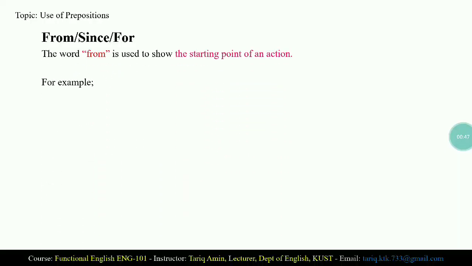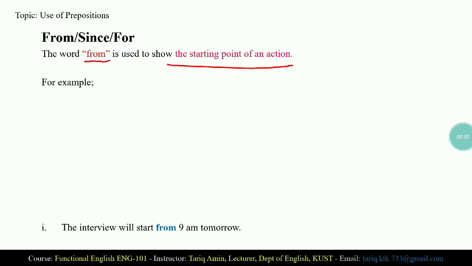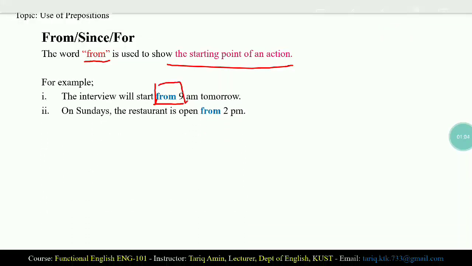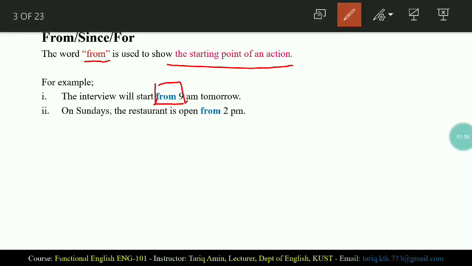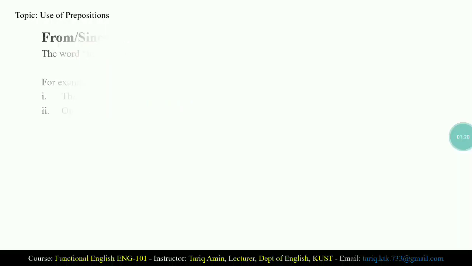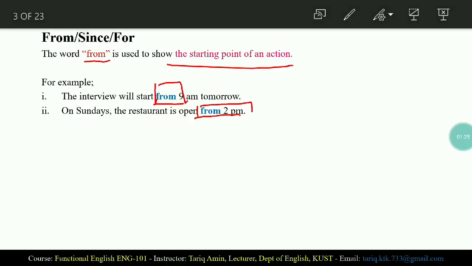So the word from is used to show the starting point of an action. For example, the interview will start from 9 a.m. tomorrow. So from is a preposition that has been used over here, and it shows the starting point of the interview. And in the second example, on Sundays, the restaurant is open from 2 p.m. 2 p.m. is the opening time of the restaurant. So it shows the starting point or the starting time of the restaurant. So from is used to show the starting point of an action.